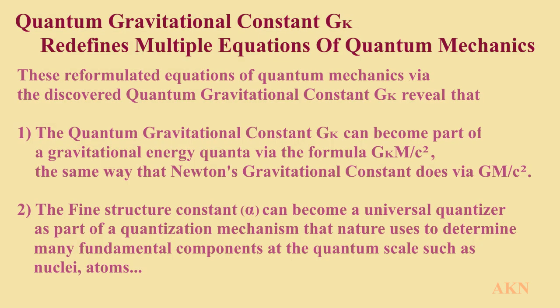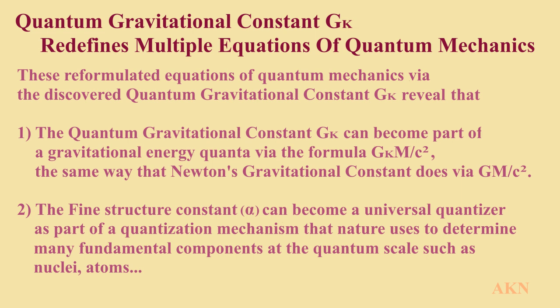In conclusion, these reformulated equations of quantum mechanics via the discovered quantum gravitational constant GK reveal that the quantum gravitational constant GK can become part of a gravitational energy quanta via the formula GK m/c², the same way that Newton's gravitational constant G does via Gm/c².